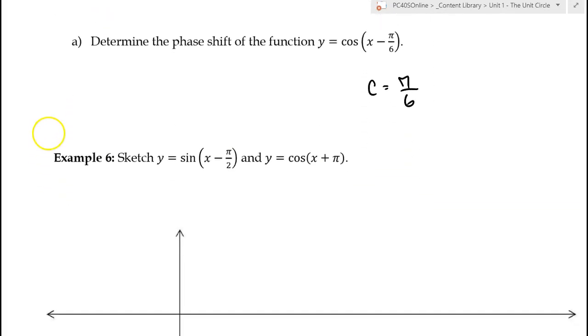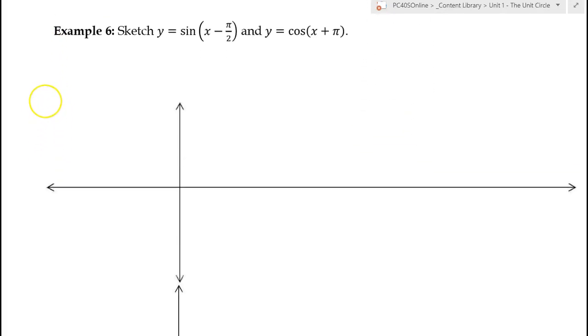So what does that mean for when we sketch? Excellent question. It basically just changes where we start drawing our curve. So for y equals sine x minus pi over 2, I would identify my phase shift as being positive pi over 2. So instead of starting at 0, I'm going to be starting at pi over 2 instead. That's how I'm going to break up my graph, so I know where it's starting.